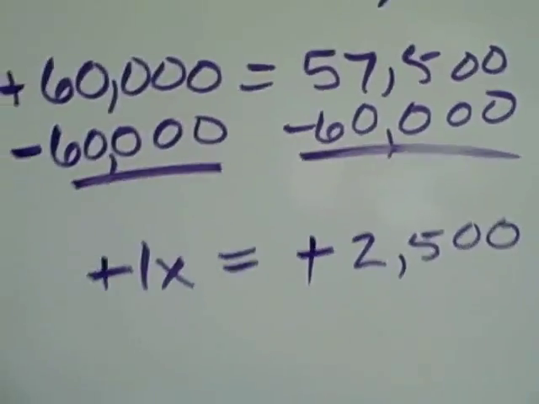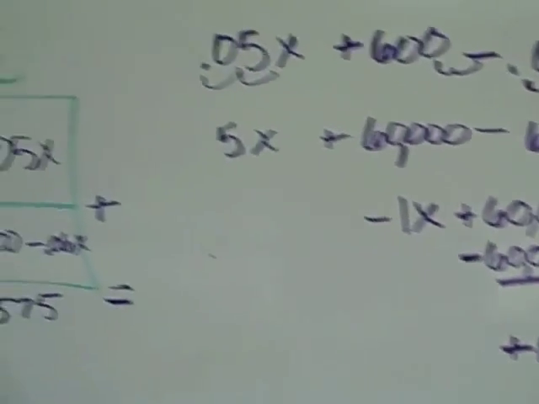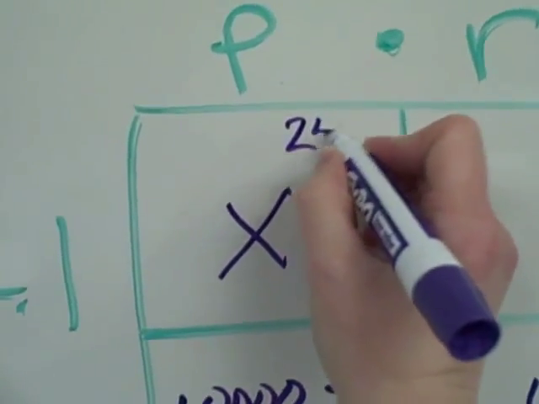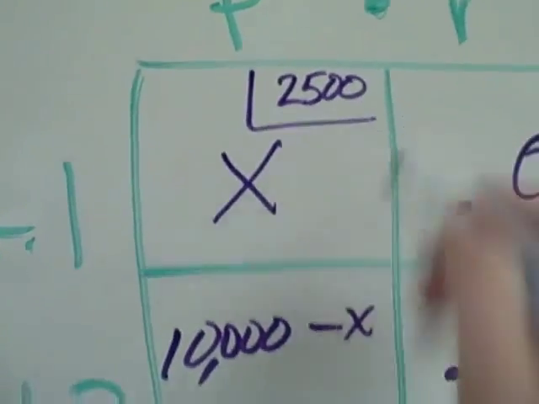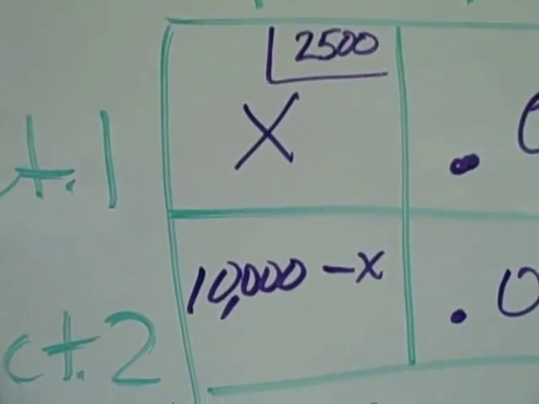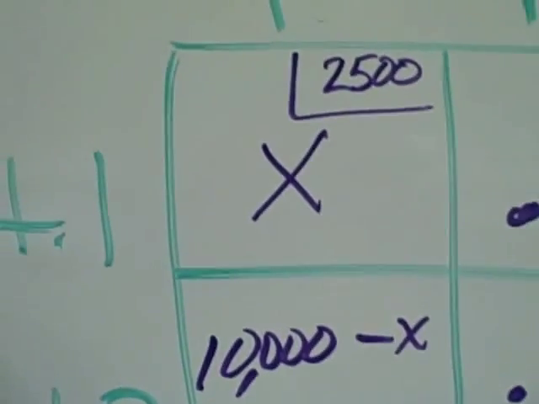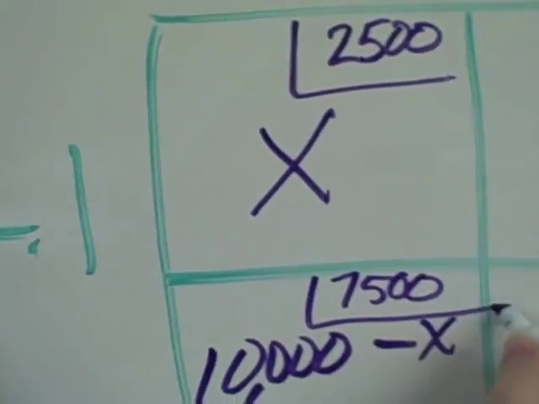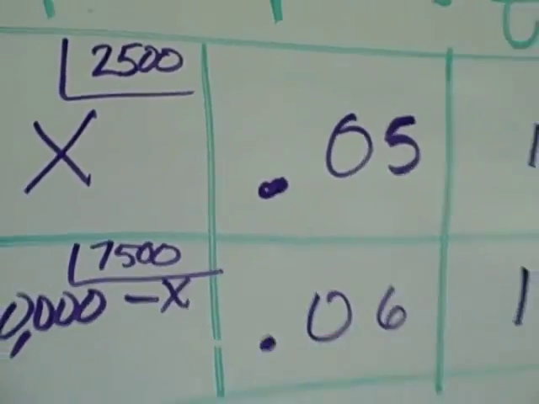So according to my equation, one of the accounts has $2,500. So we're going to come back to our original box, and it says here that account number 1 has $2,500 in it. The way that we would find our second account would be to take 10,000 and subtract 2,500 from that. And in doing so, we'll get 7,500.